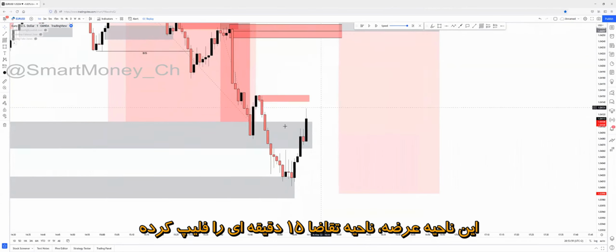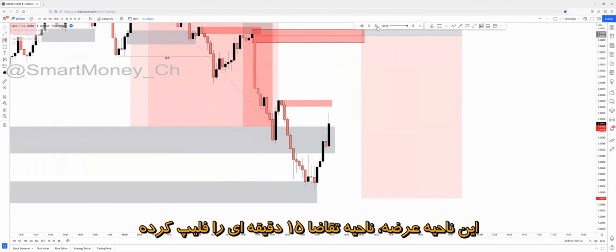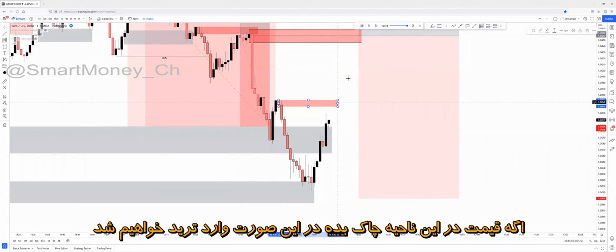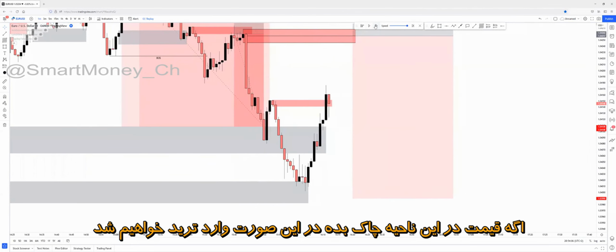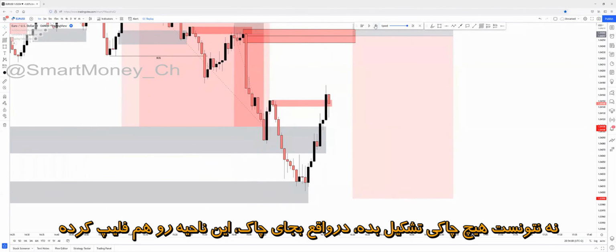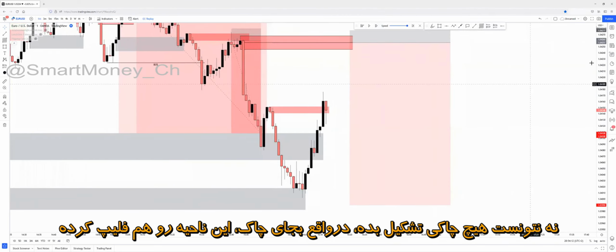This supply zone has caused the flip of the overall 15-minute zone. If price can change character on this zone, then we will enter in a trade. No, it couldn't change character. Actually, instead of changing character, it has just flipped the zone. The flip has happened.